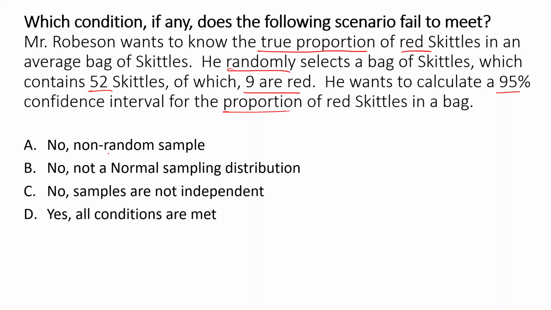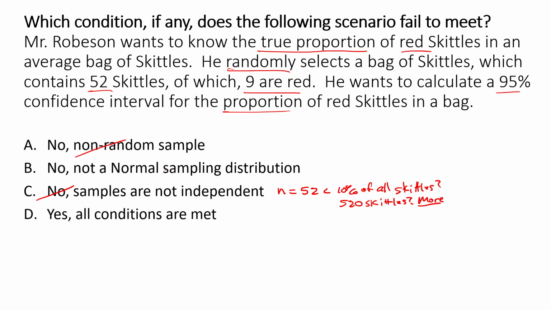So what's the problem here? Is it a non-random sample? Well, no, I said randomly, so that's not it. Is it not a normal sampling distribution? Well, that's work. I've got to check a bunch of things for that. Are the samples not independent? Well, our sample size is 52. Is that less than 10% of all Skittles? Well, if we did 10 times 52, that'd be 520. There's definitely more than 520 Skittles in existence. So this is not the problem here.